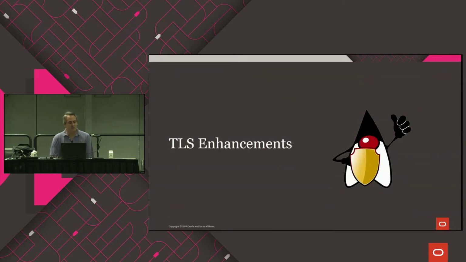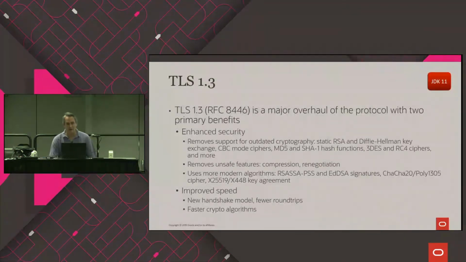Now getting to the TLS enhancements. I would say we've done a lot in the different releases, but the TLS 1.3 enhancements are where we spent a lot of our time in JDK 11. TLS 1.3 is RFC 8446, and it was a huge, huge overhaul of a protocol. It's been ongoing under development for years, and it has two primary benefits. The first is that it enhances security. The second is that it improves the speed.